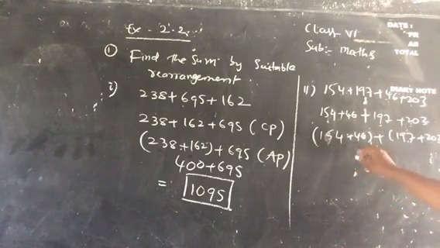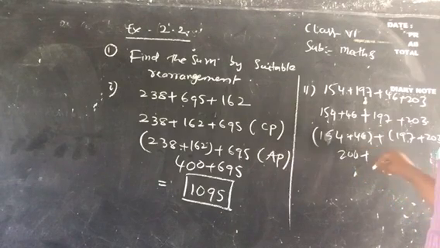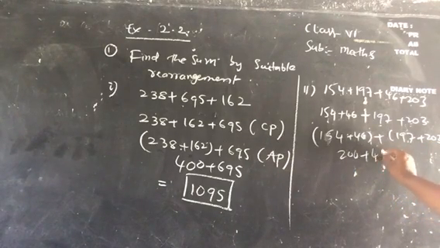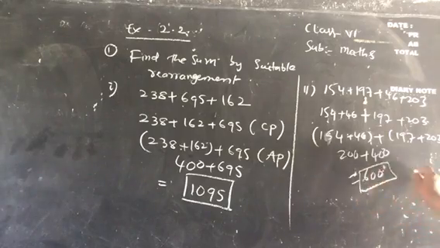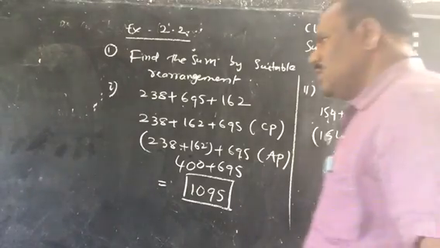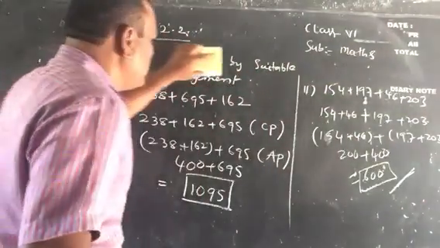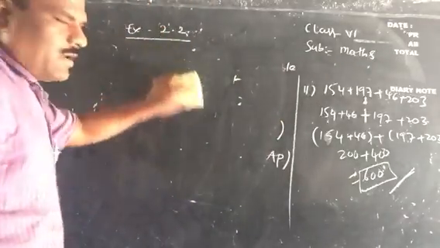So 154 plus 46 is how much? 200. Plus this, how much, children? 400. So equal to how much? 600 is the answer. So this is the first sum, children. And the second one.